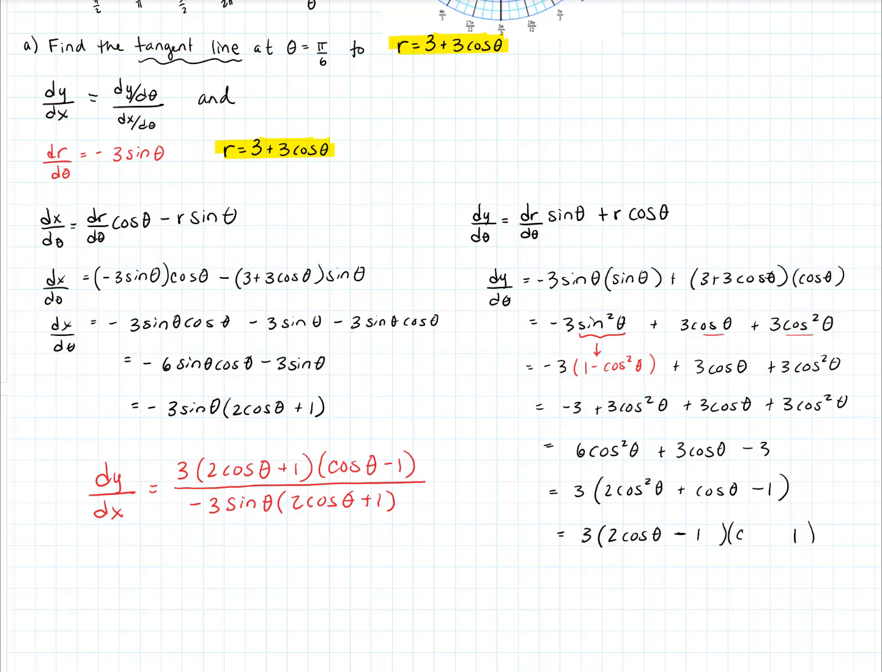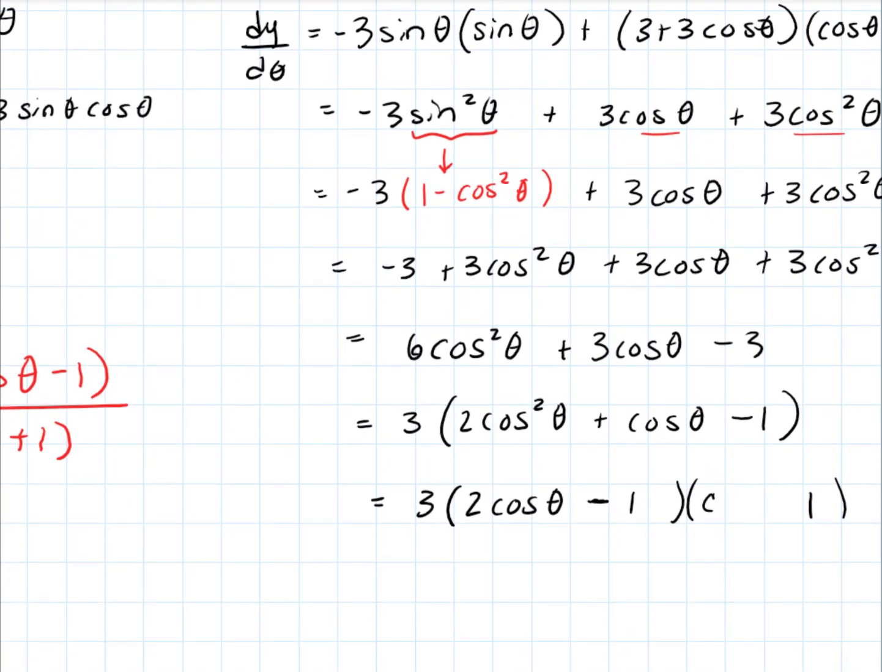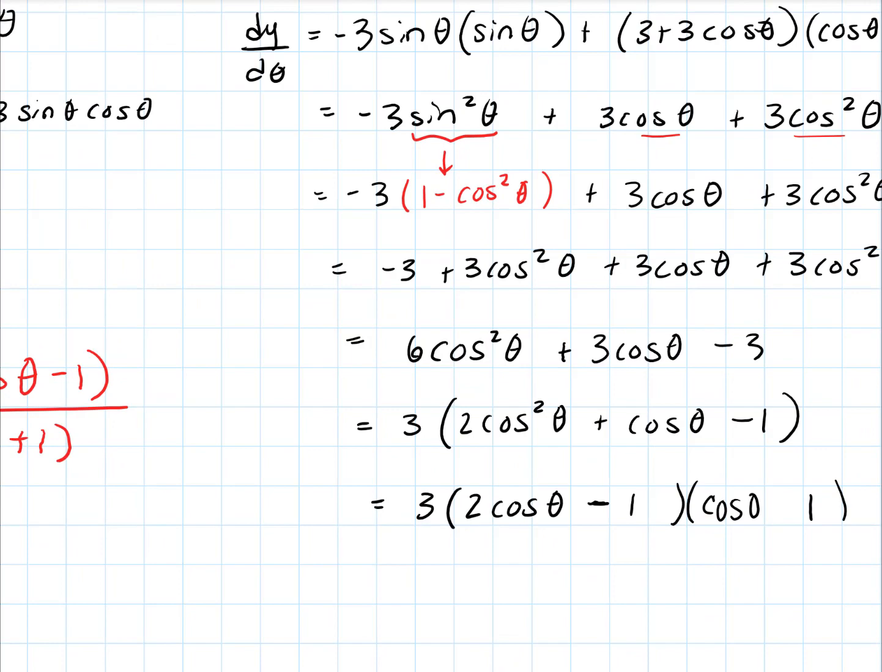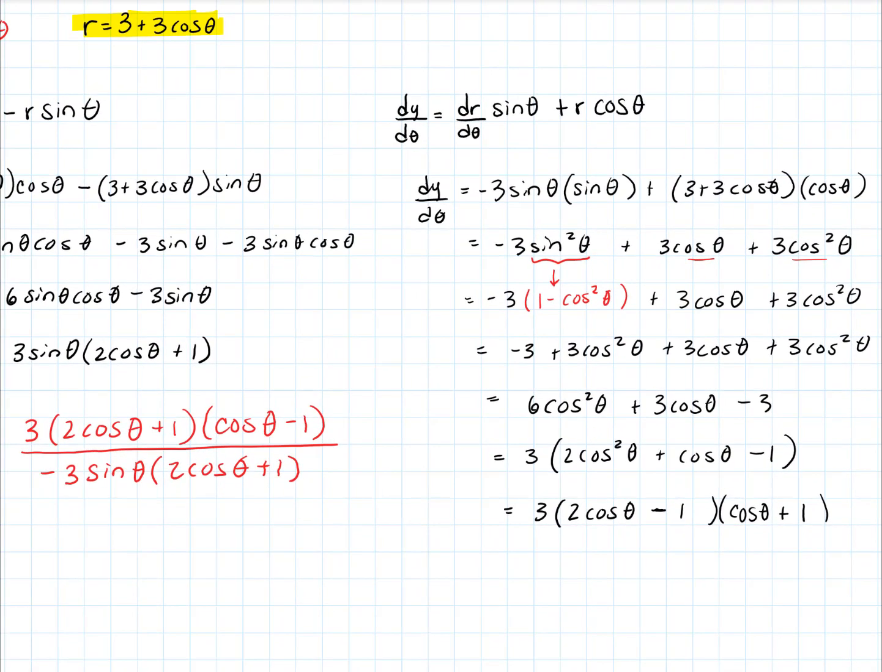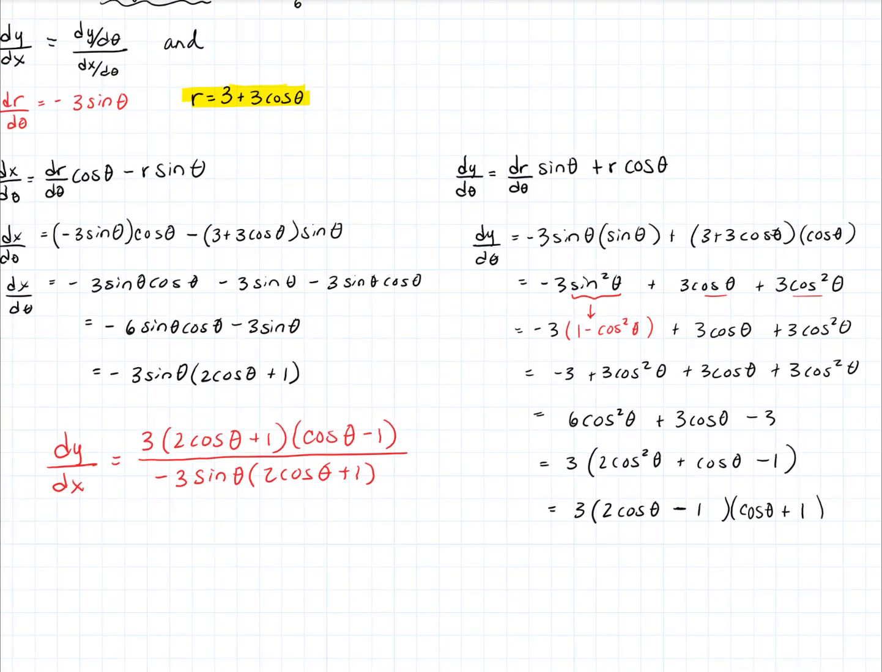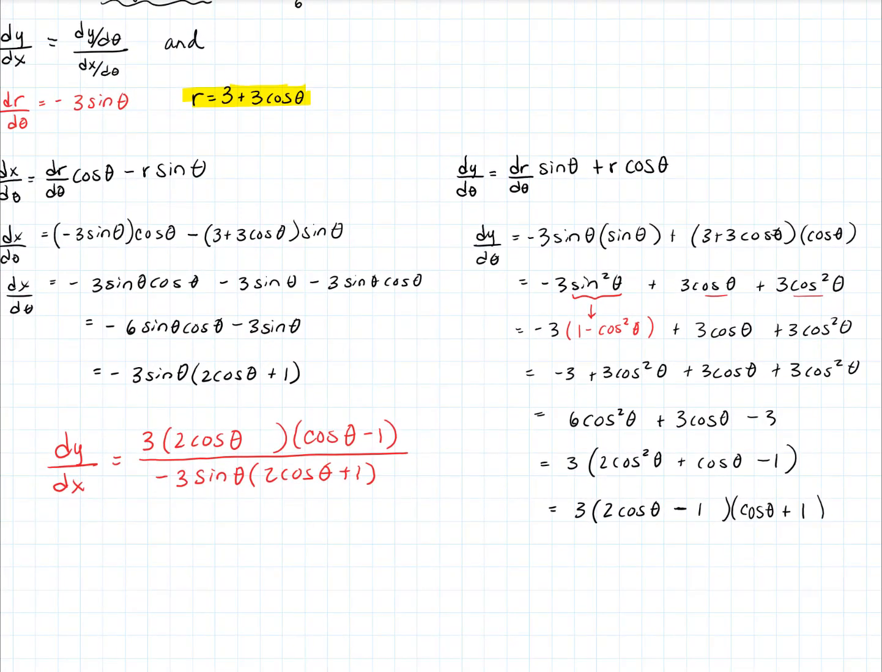I lost a theta there too. I'm getting too zoomed too far out here. Cosine of theta plus 1. So let's catch that little error there and fix it over here as well. So this should be 2 cosine theta minus 1 times cosine theta plus 1. Okay, and then obviously the 3's reduce.